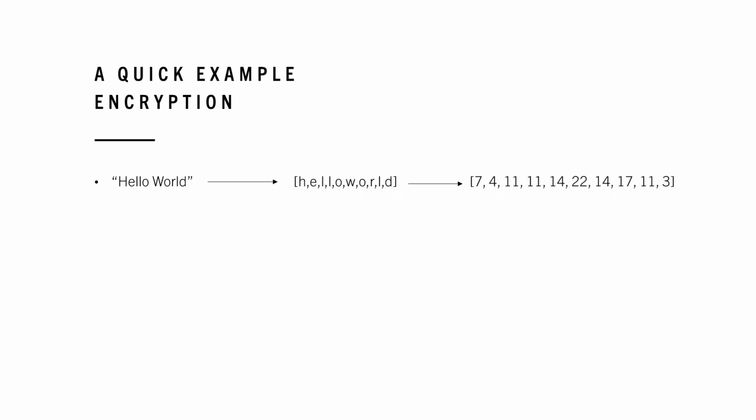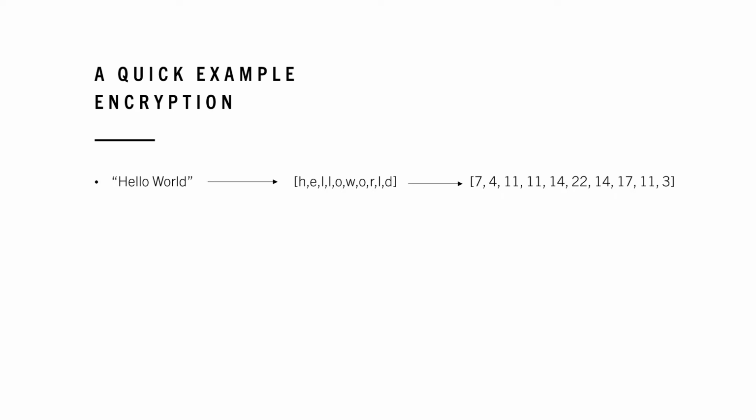So letter H is 7 in modulo 26. E is 4 modulo 26, and so on and so forth, and we do it for the rest of the letters. So we have this mapping, and we store these values in this list.